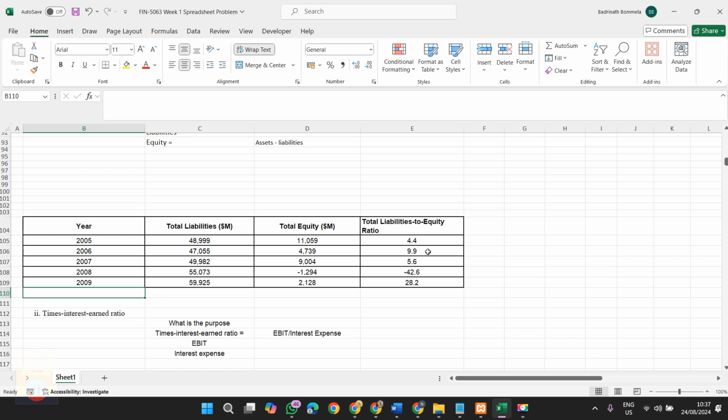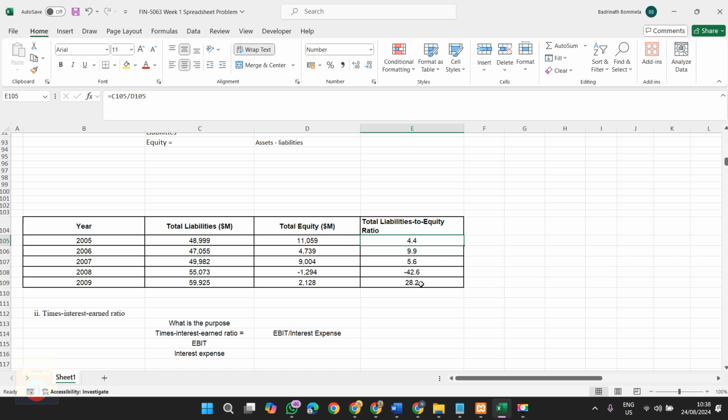Usually, when the total liabilities value is increasing, it means that total liabilities are more when compared to the total equity created. So it's a negative sign. This value should actually be low. When the total liabilities to equity ratio is low, the company is said to be performing well. So in 2005, the value is low, so it is a good one.